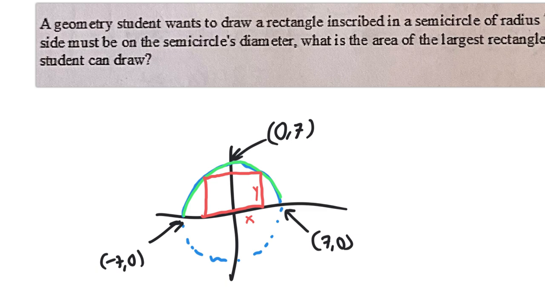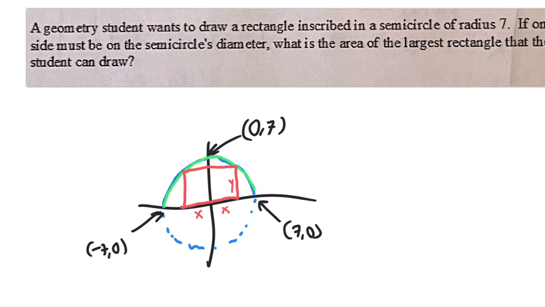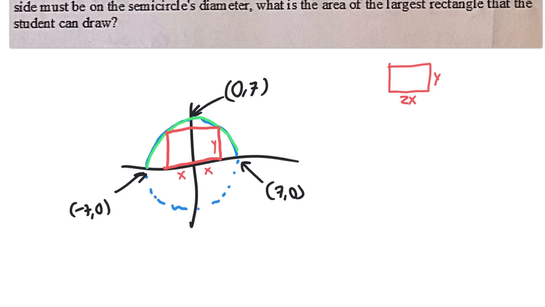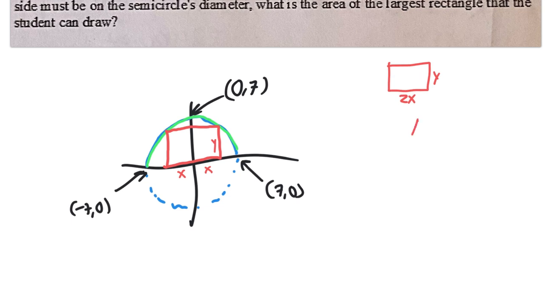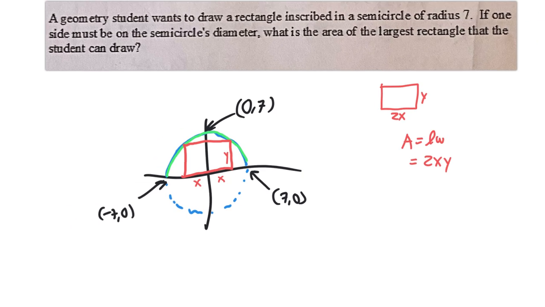So if we think of this little piece as x and this entire height of the rectangle as y, well, there'd also be an x over here. So we're dealing with a rectangle that ultimately has this 2x down here and a y here. Now, therefore, the area of this is, of course, length times width, which is going to be 2x times y.